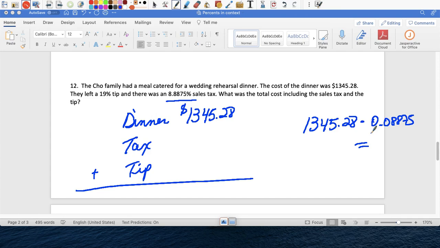1345.28 times 0.08875. Apparently the tax is $119.39. That's a lot of tax. Now the tip was 19%.